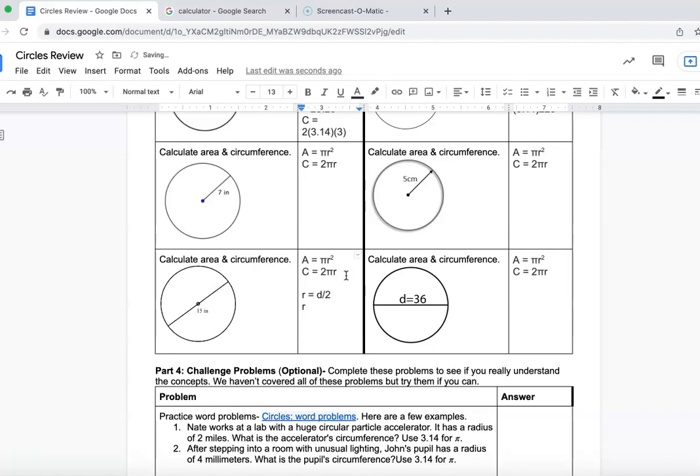So our radius is equal to 15, which is our diameter, divided by 2. The radius equals 7.5. Okay, so that's our radius. Now we're going to use that and plug it in. So we're going to go ahead and plug pi 3.14. And then we're going to take 7.5 and we're going to square that number, pi r squared, right?